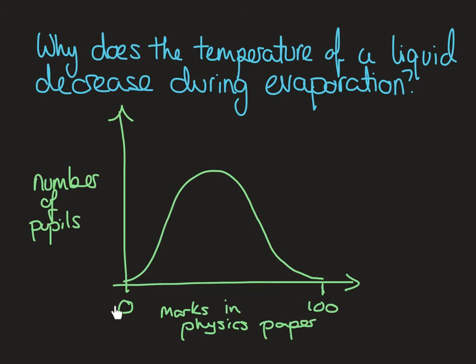And if I plotted a graph of this, here I've got 0% to 100% on the physics paper, and here I've got 0 up to, let's say, 50 pupils. We would get a distribution that looked like this, and we'd be able to say that a very small number of pupils, nearly 0, get no marks in the physics paper, and a very small number of pupils get 100%, but the biggest number of pupils get middle marks. So we've got this distribution where a small number get a very low mark, a small number get a very high mark, but most students get the middle mark.